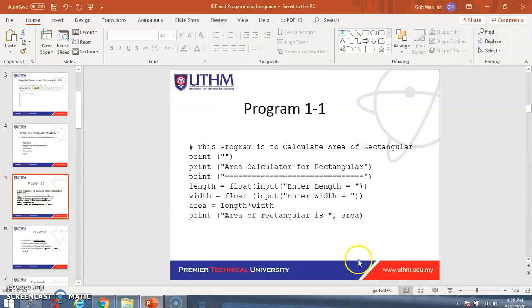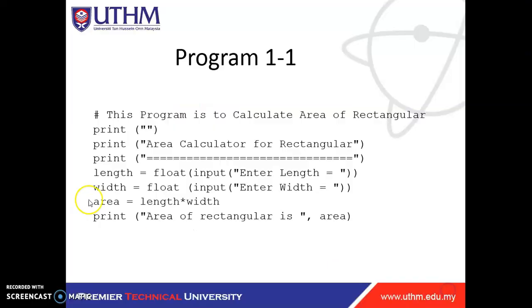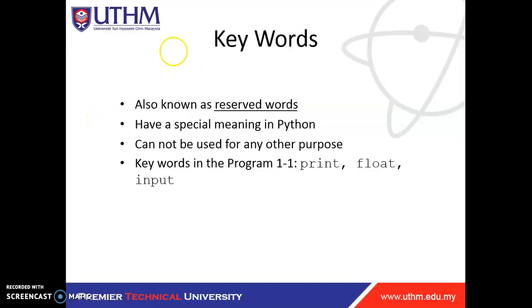So let me explain the elements of each. You can see that this is a program. Keywords are also known as reserved words. They have special meanings in Python and cannot be used for any other purpose. That means you cannot use them for variable names and so on. The keywords in the program are print, float, and input.